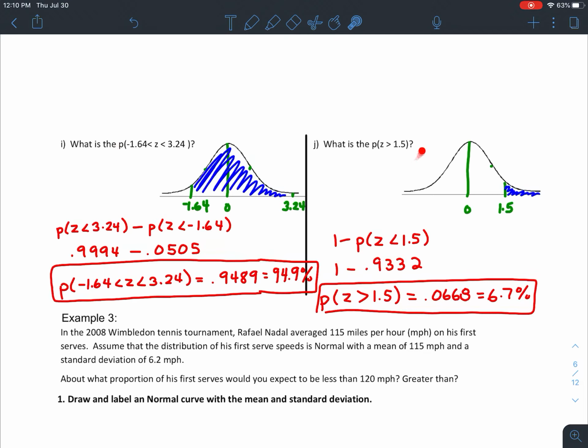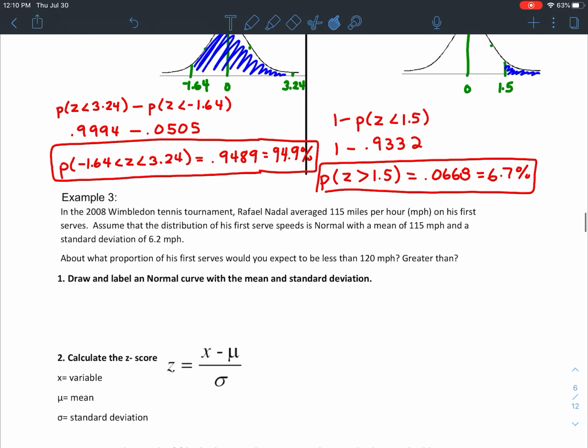You can see on the next page a couple more examples. Here's another one in between two z-scores. Here's one that's to the right. I went ahead and worked that out, just so that you have a few more examples to look at. Now we're going to apply this idea to a word problem here, example 3.